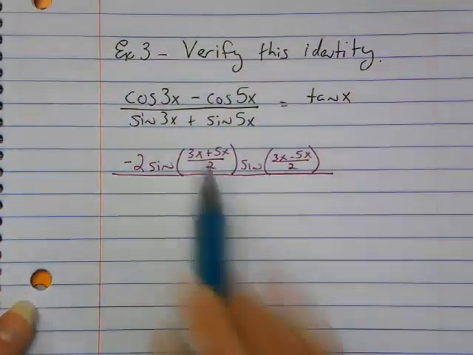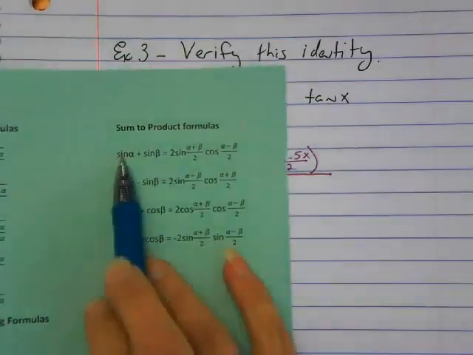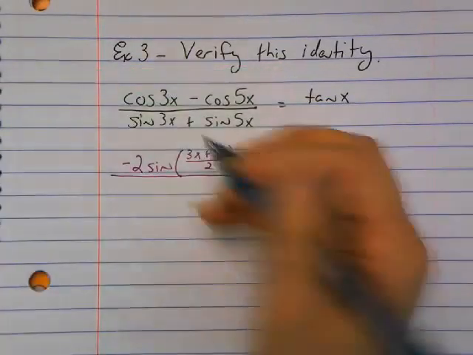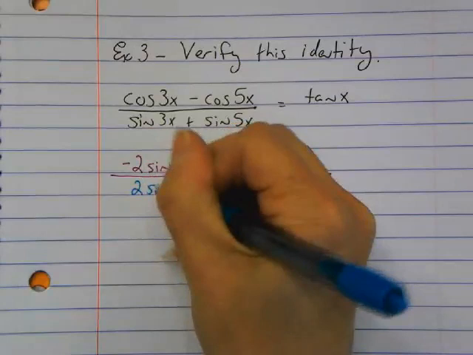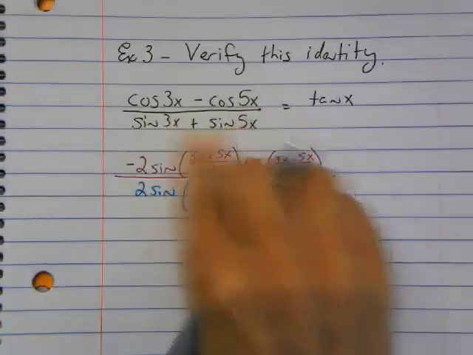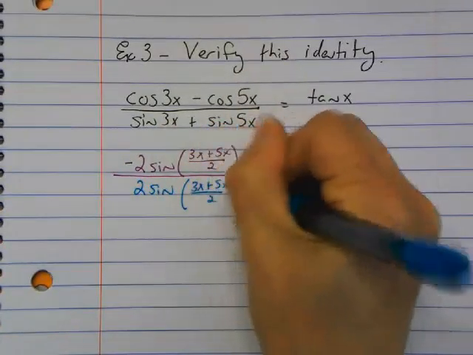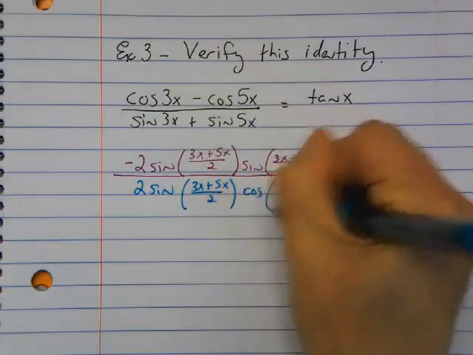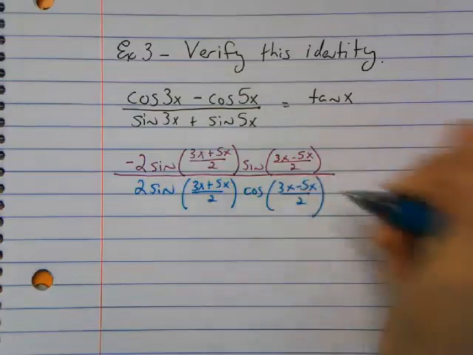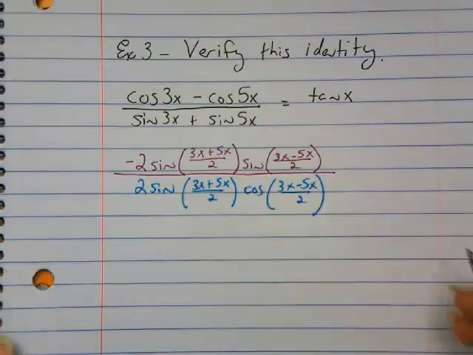Now I'm going to deal with the denominator. So the denominator, I need a sine plus a sine. So sine plus a sine, here's my formula. Alright, so I have 2 sine, and I'm looking at my denominator, so 3x plus 5x over 2, cosine 3x minus 5x over 2. Alright, so it looks like I got a big ugly mess. Let's see if we can't clean it up for a minute.